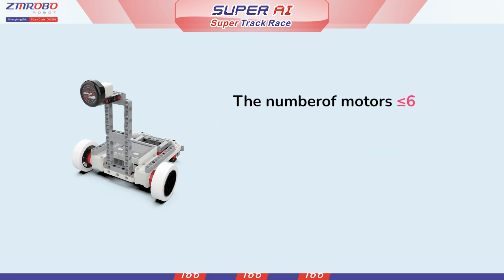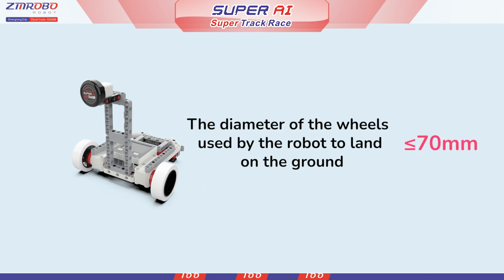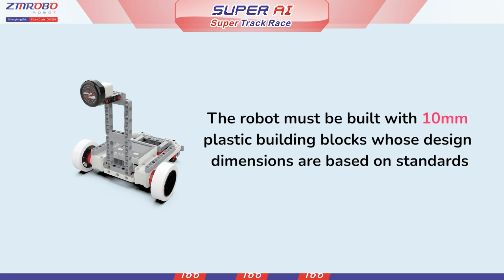The total number of motors must not exceed 6, and a single motor can only drive a single grounded wheel. The motor output speed shall not be higher than 330 RPM. The diameter of the wheels used by the robot to land on the ground must not be larger than 70 mm. The robot must be built with 10 mm plastic building blocks whose design dimensions are based on standards.